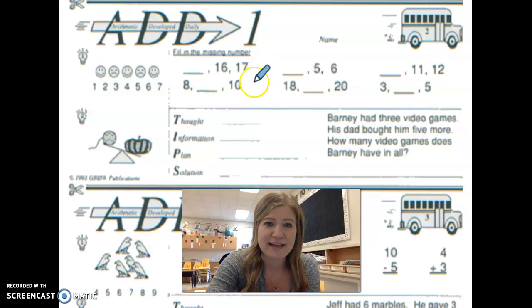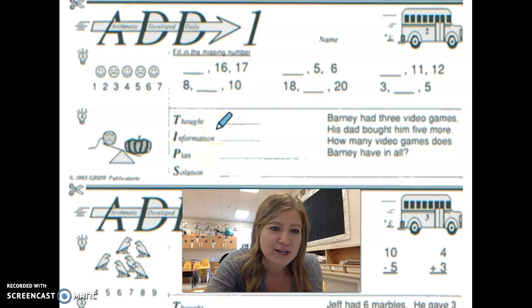All right, now we are going to correct our work. So the first one said, how many faces were there? Let's count them. We have 1, 2, 3, 4, 5 faces.